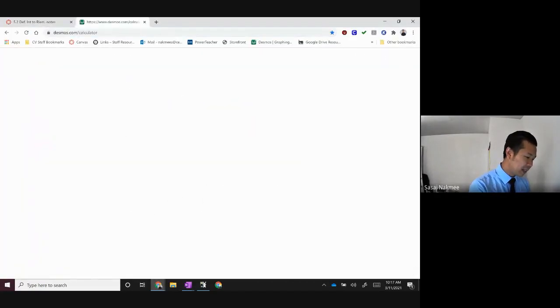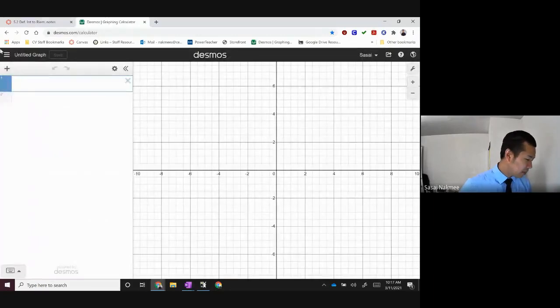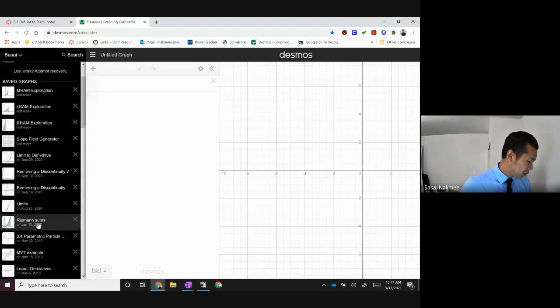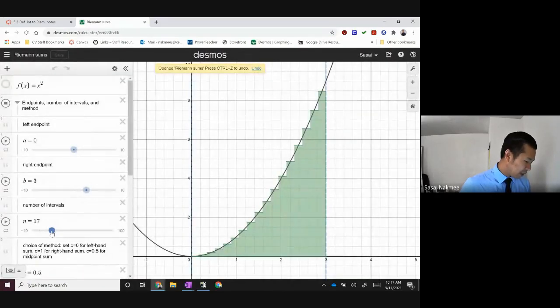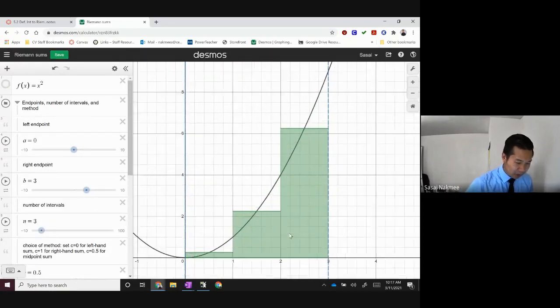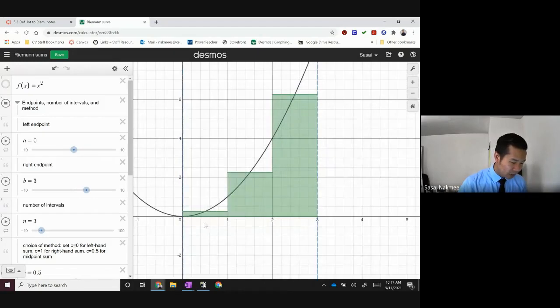You don't need to write this down, but I just like showing this to you guys. Again, it's under Riemann sums right here. Let's open this graph. And I'm hoping that you guys can see this right here. If I'm going from 0 to 3 and I want 3 rectangles, the width of these rectangles go from 0 to 1, 1 to 2, or 2 to 3. The widths of these rectangles is exactly equal to 1, right? That's because 3 minus 0 is 3 divided by the number of rectangles, which is 3. 3 divided by 3 is 1. It gives you a width of 1.